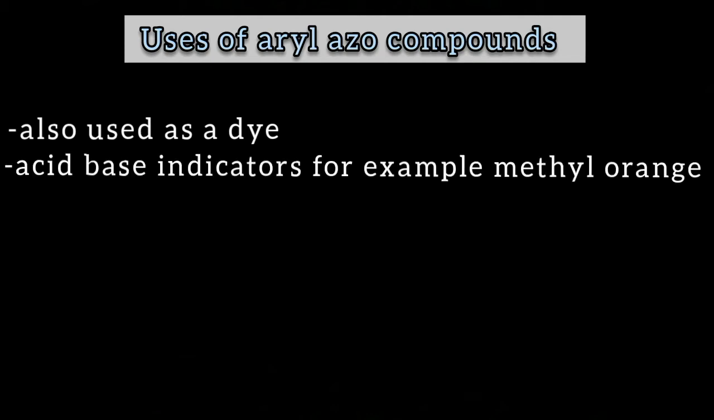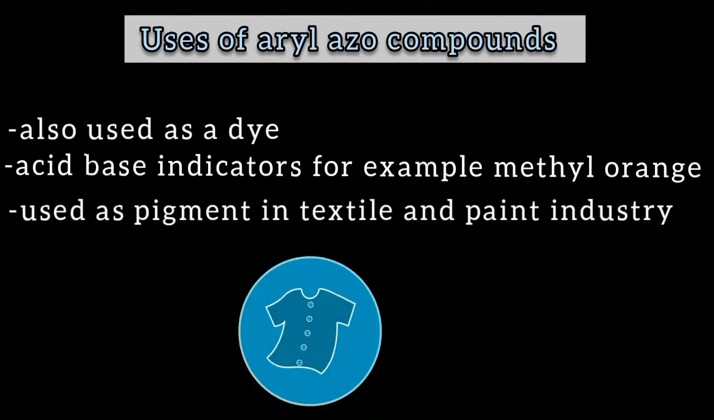This is because azo compounds, like I said, display intense colors, and this is why they're used as dyes. They display those colors because of the pi delocalization in the aromatic structures. They are also used as acid-base indicators, and they are used as pigments in the textile and paint industry.